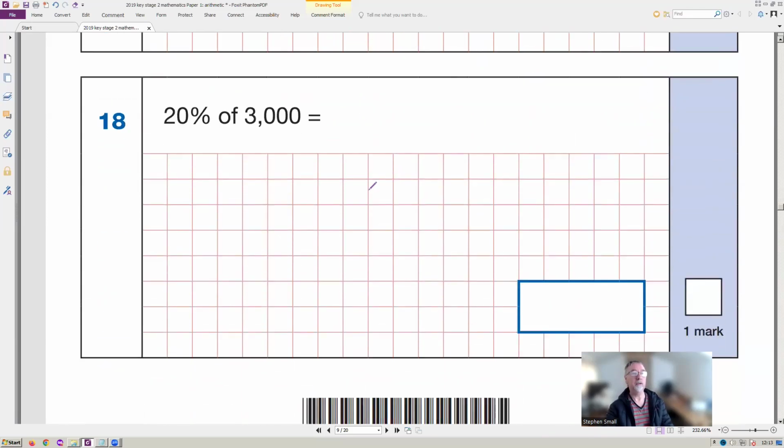How are we doing? We're all right for time so far. We're 13 minutes in and we're up to the 18th question. So the idea, there are 35 questions here and we want to do about one a minute if we can.